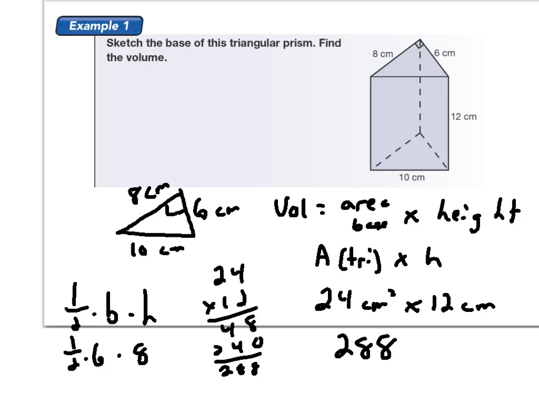When we do volume, it's always centimeters cubed, or whatever the label is, cubed. And here's why. We got centimeters squared, so there's 2 centimeters, and another centimeter, 3 total. So centimeters cubed for the volume of that prism. Again, we took the area of the base, so the area of the triangle, times the height. Alright, let's move on to the next example.